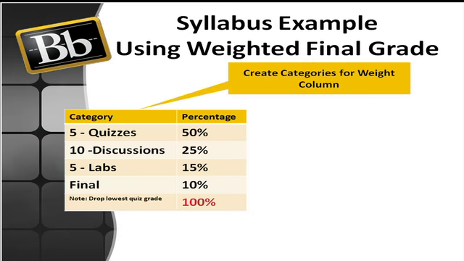Now, I create a category for the weighted columns based on their names. Some of them might be already created, like discussions, whereas labs I might need to create this category.